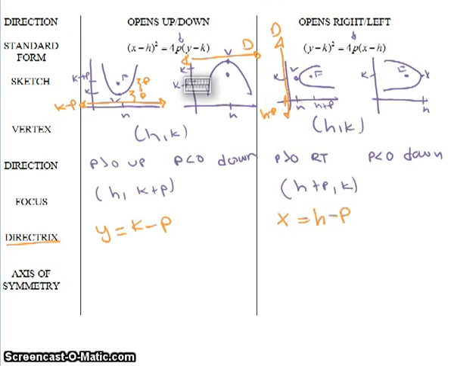p. The axis of symmetry, which I'll do in green, goes through the vertex and the focus, and for up-down, they both go through x equals h, and for horizontal, they both go through the y-axis at k, y equals k. So let's go ahead down to the examples.